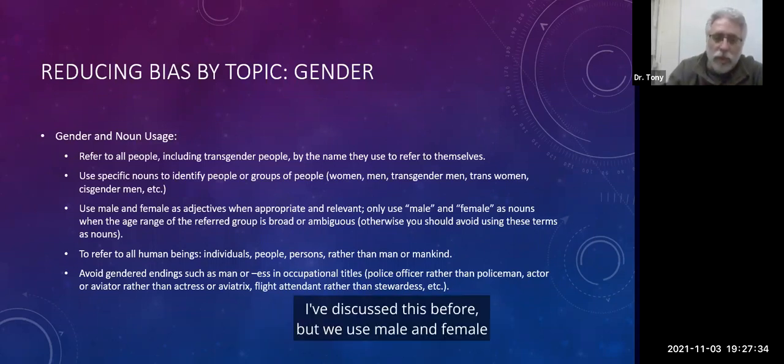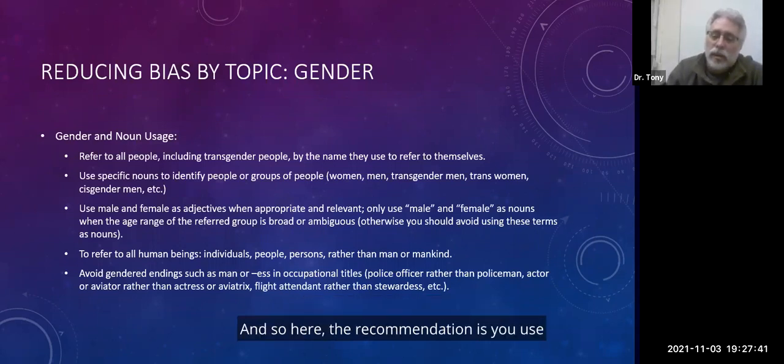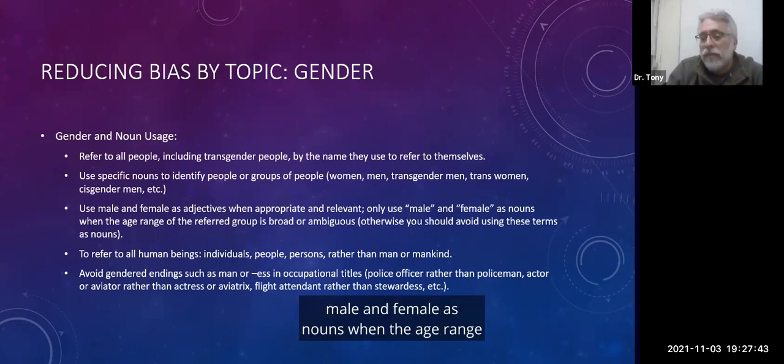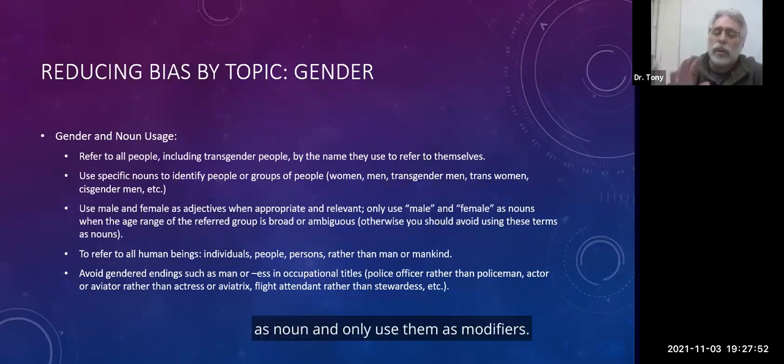I've discussed this before, but we use male and female as adjectives when appropriate and relevant. The recommendation is that you use male and female as nouns when the age range of the referred group is broad or ambiguous. Otherwise, you should try to avoid using those terms as nouns and only use them as modifiers.